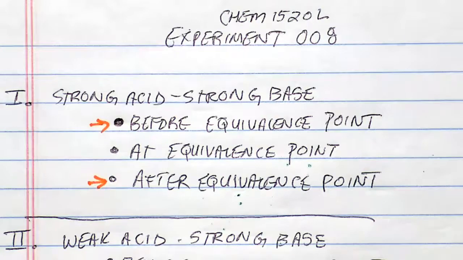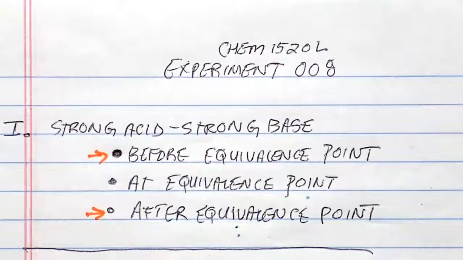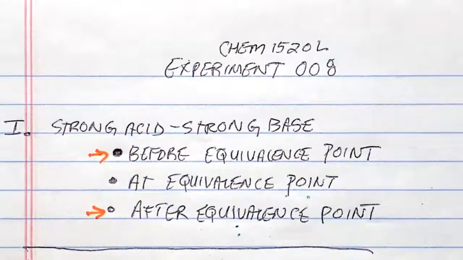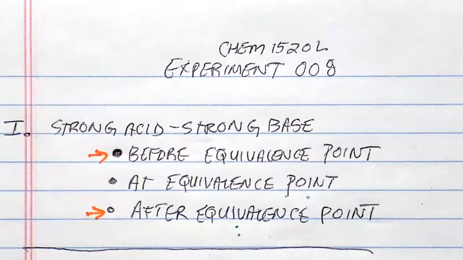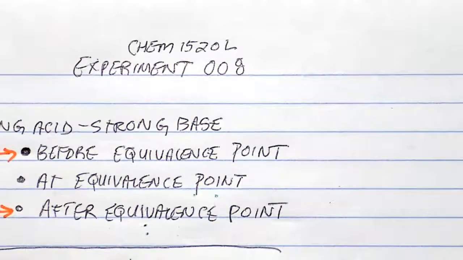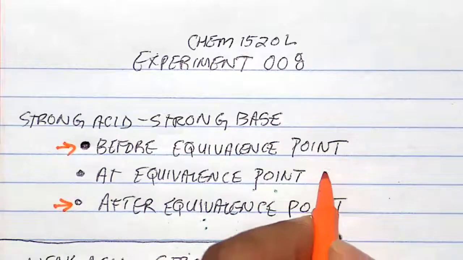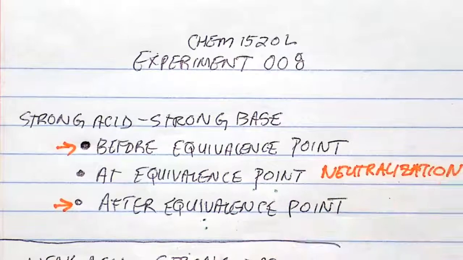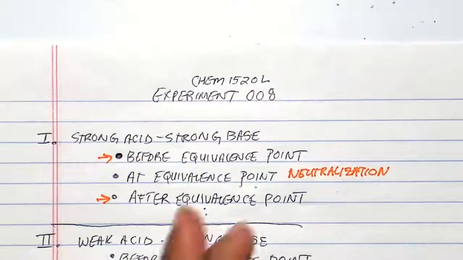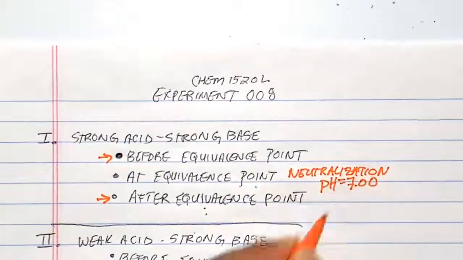And obviously at the equivalence point, the concentration of your acid will equal the concentration of your base. Since both of these are strong acids and strong bases, they neutralize each other. In fact, at the equivalence point between a strong acid and strong base, you have what's called a neutralization reaction. That is to say, a strong acid will neutralize a strong base. And in that scenario, your pH is going to equal 7.